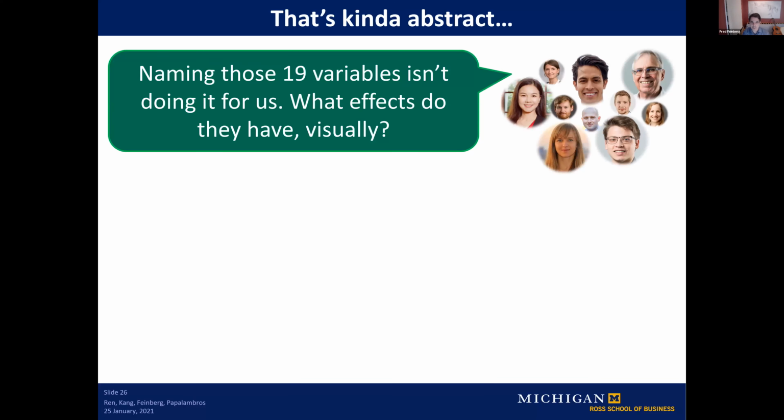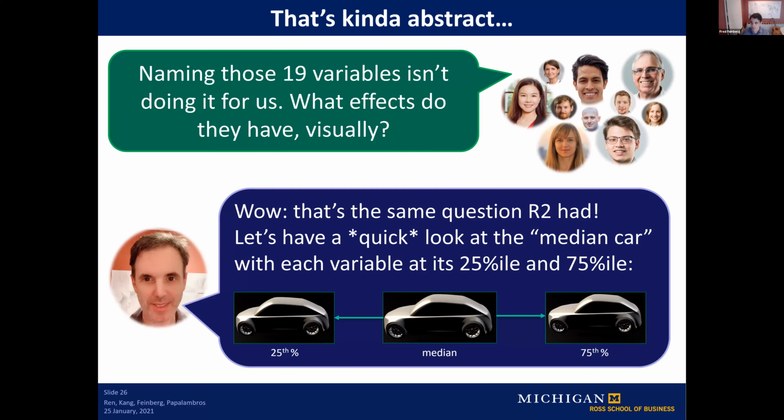Naming those 19 variables isn't doing it for us. What effects do they have visually? Wow, that's the same question reviewer number 2 had. What are the odds? Let me stop there. I've had good review teams before. This one is out of this world. Thank you, Sudhir, for picking them. Reviewer 2 in particular wrote 8 single-spaced pages. He checked, or she checked, all our algorithms and found, like, why don't you do this? I've never seen anybody put in this kind of effort. So some of what you're seeing here was due to this person's insight, whoever you are.